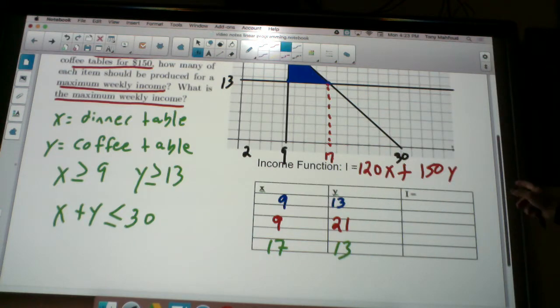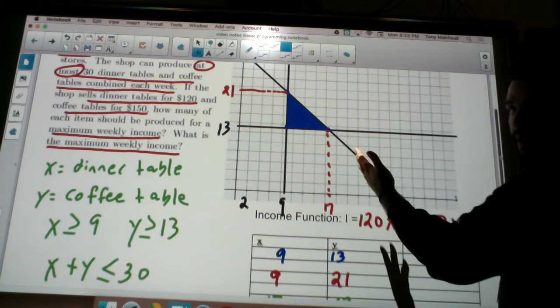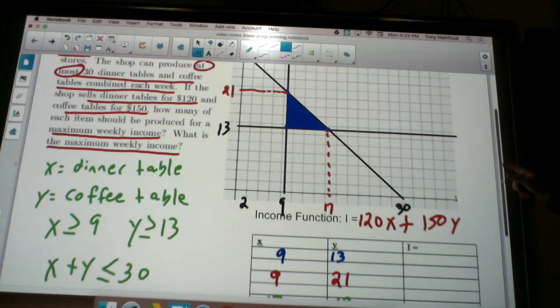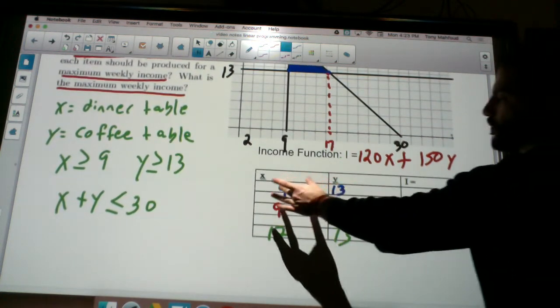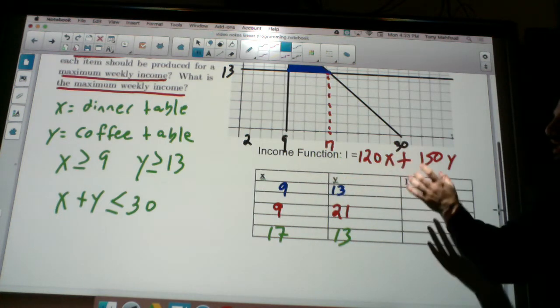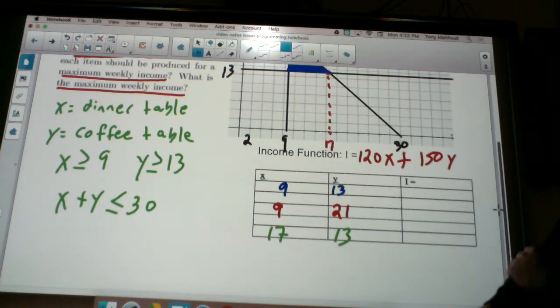Now, this is an ideal situation where I'm using just my graphs to find my coordinate points. We're going to eventually jump into the algebra piece. We've done this in systems of equations, where we're going to set these equal to each other. Remember that, using substitution or elimination to find out what that point is. But for now, we'll keep it with just the graphing piece. So now I have my coordinate points x and y. I can take each one and plug them into my income function and figure out which one of these three vertices is going to give me my maximum.